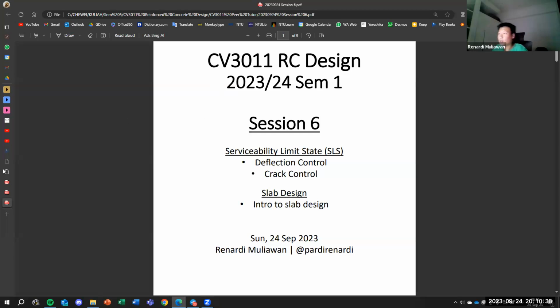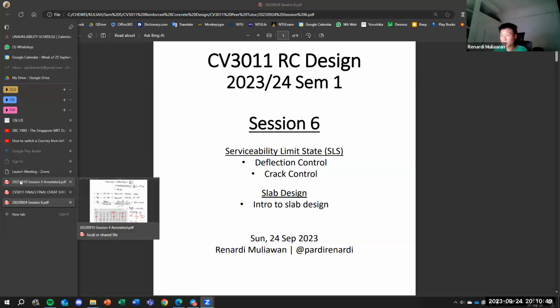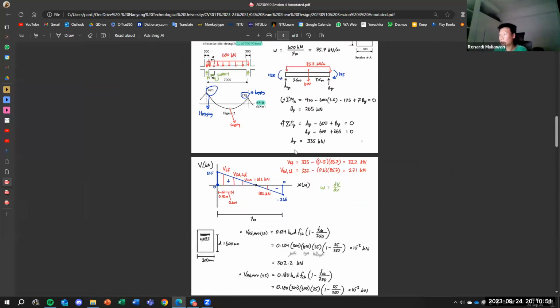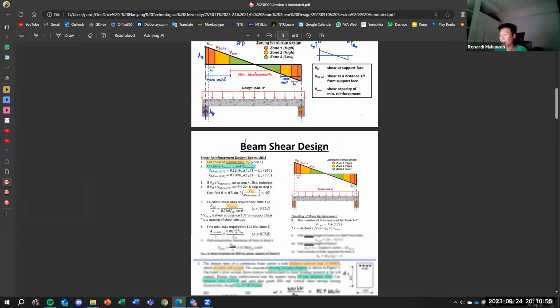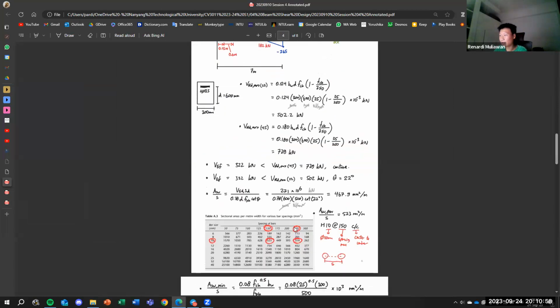Yeah, okay. So again, before I start session 6, I'll try to correct some mistakes from my past peer tutoring first. It's in session 4, under shear. All this is correct. All the theory is correct, but I have some mistakes, which are actually here.